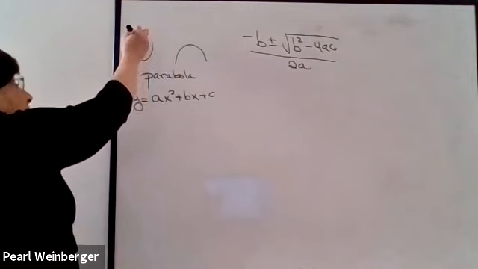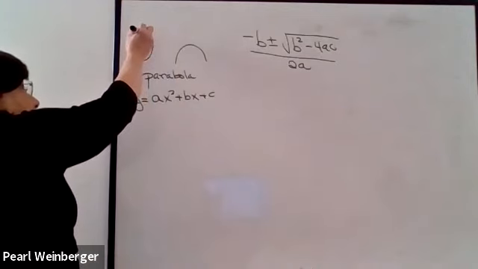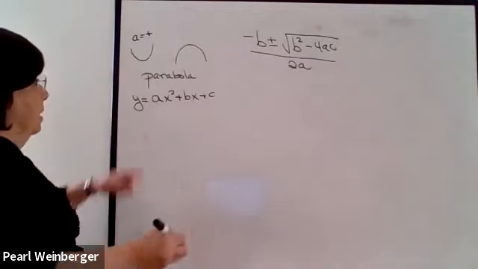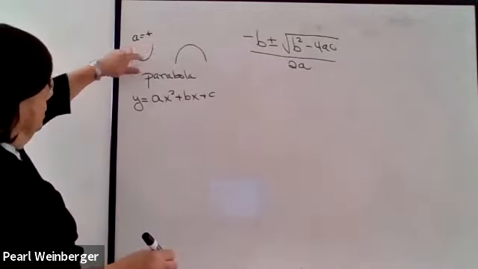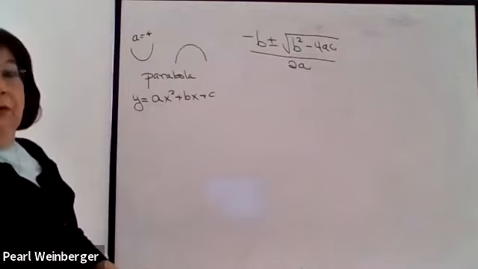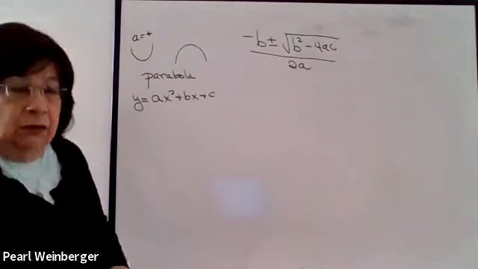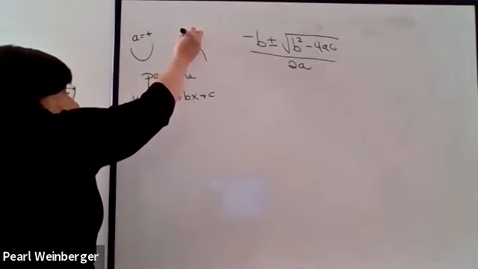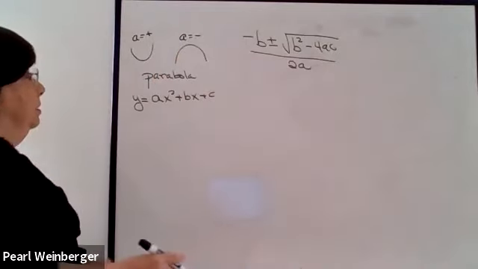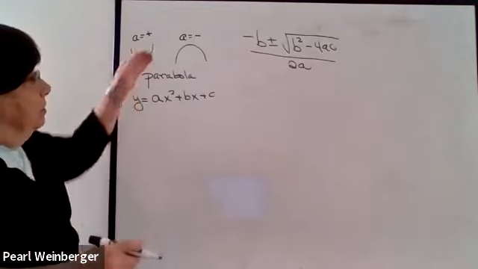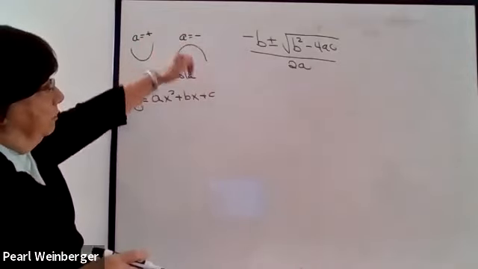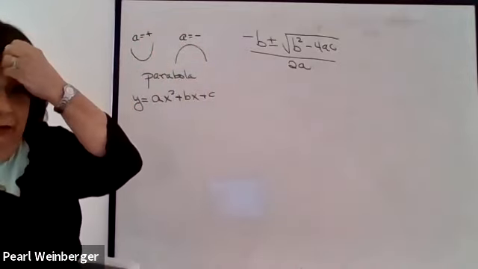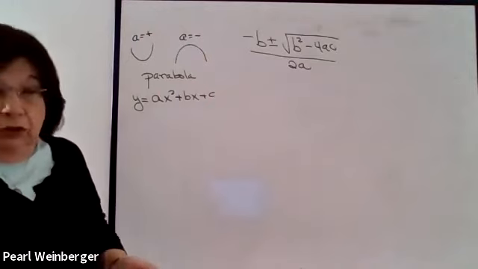And we said when the a is positive, I'll put a plus, then we have an opening up parabola. In other words, something that looks like a smile. And when the a is negative, then we have something that looks like a frown, an upside down. So that's one of the things we talked about.